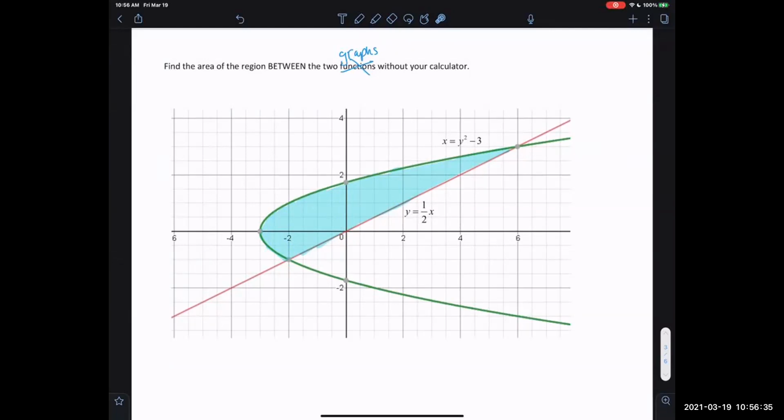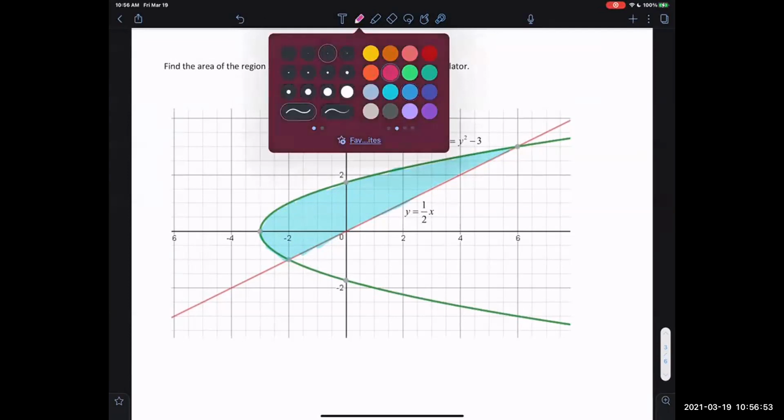Possibly, yeah. So let's think horizontally instead. Okay, red on the right, green on the left. No matter where I am, red on the right, green on the left. We call this right minus left.